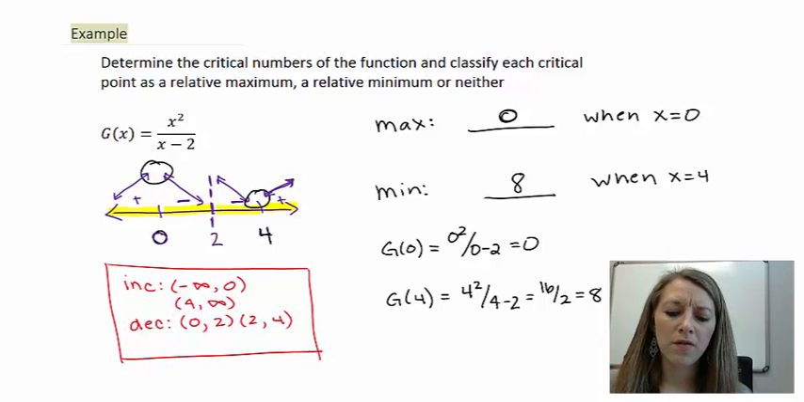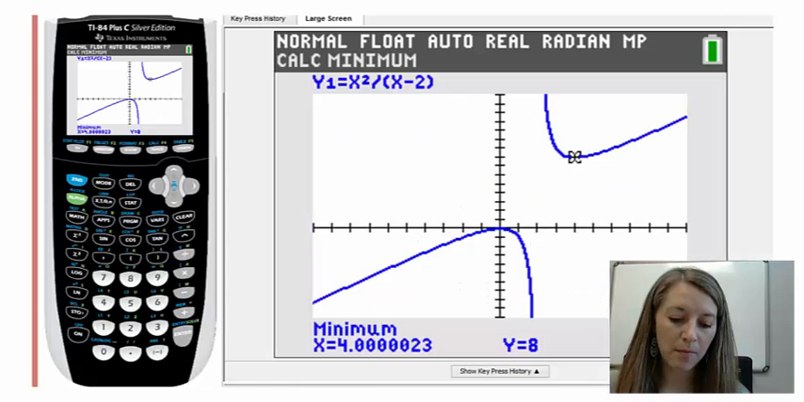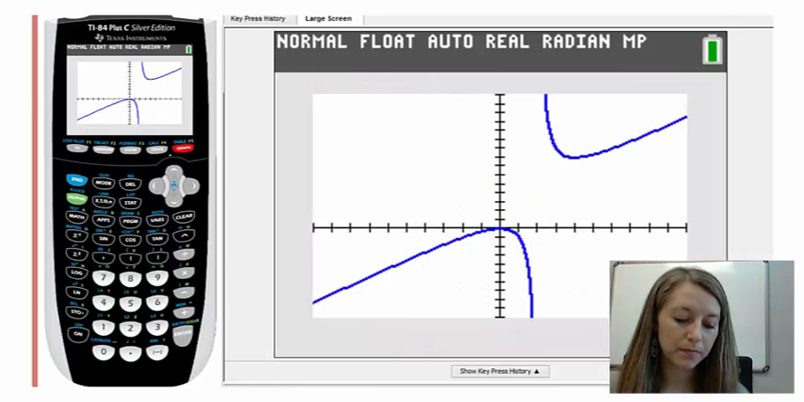Now, it might seem a little confusing, why is my max value smaller than my minimum value? But we can always think about this in reference to the graph. So let me pull the graph back up. We can see that I had a high point at 0, and I had a low point at 8. So it doesn't matter that my low point is actually higher than my high point. It just matters in reference to the graph.